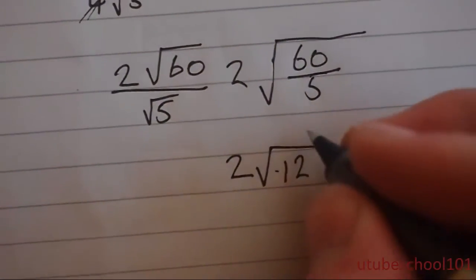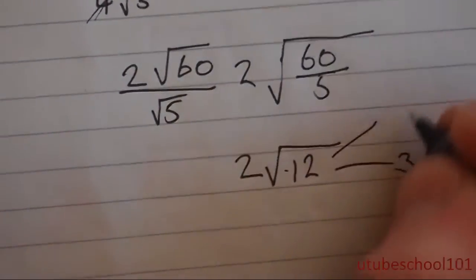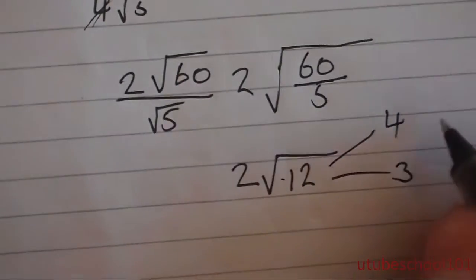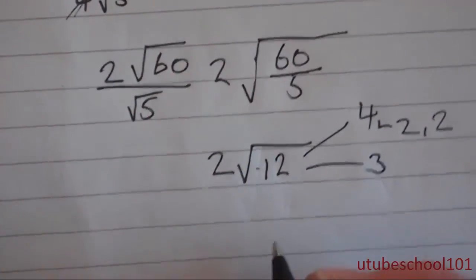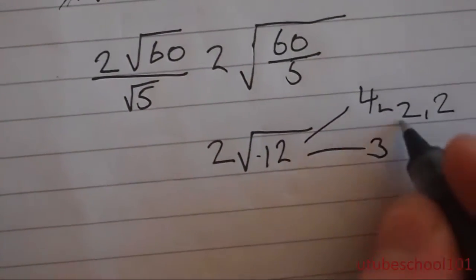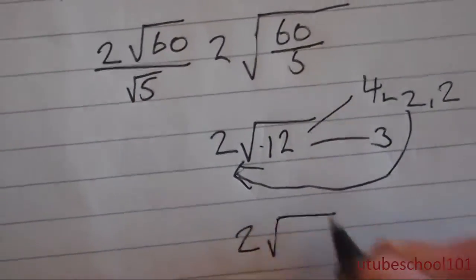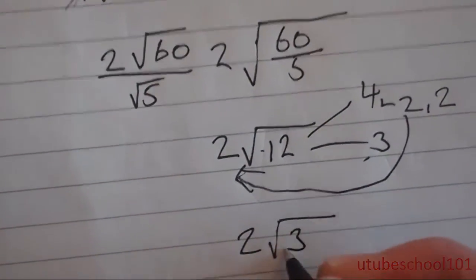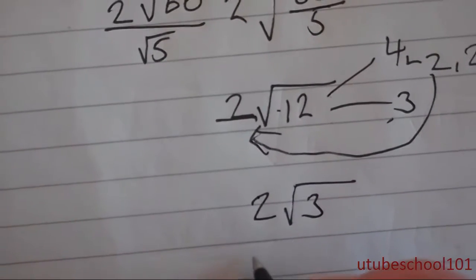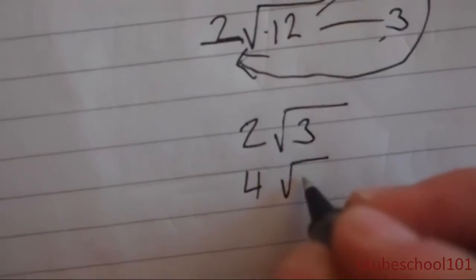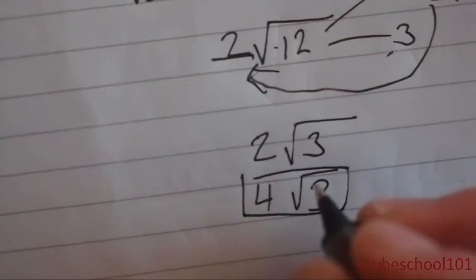So anyway, this is how I'm going to do it. I'll split this into 3 and 4. The 4 is a square number, so 2 and 2. So the 2 goes on the outside of the radical, so 2 over the square root of 3. Multiply it by the 2, and you get 4 square root of 3. And that's your answer to the division.